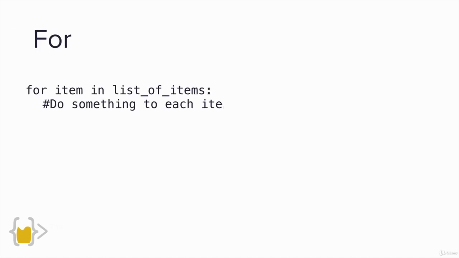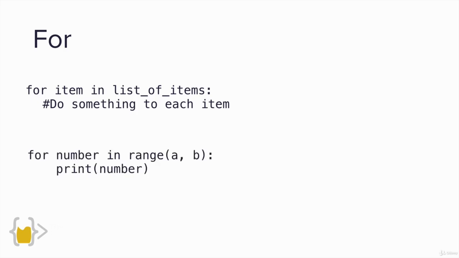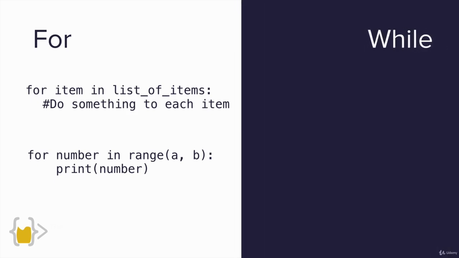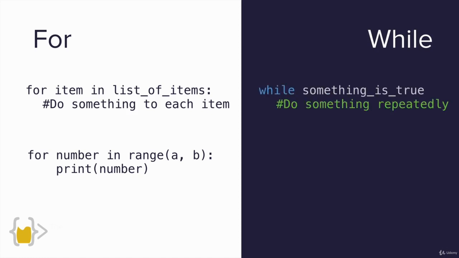Let's compare this against the for loop that we've seen before. So we've seen sort of two flavors of the for loop. One where we're looping through a list of items to do something with each item in the list. And the other is using a range function where we create a range between A and B, and then we use every number in that range to do something. For example, in this case, would be to print it out. The while loop looks something like this.